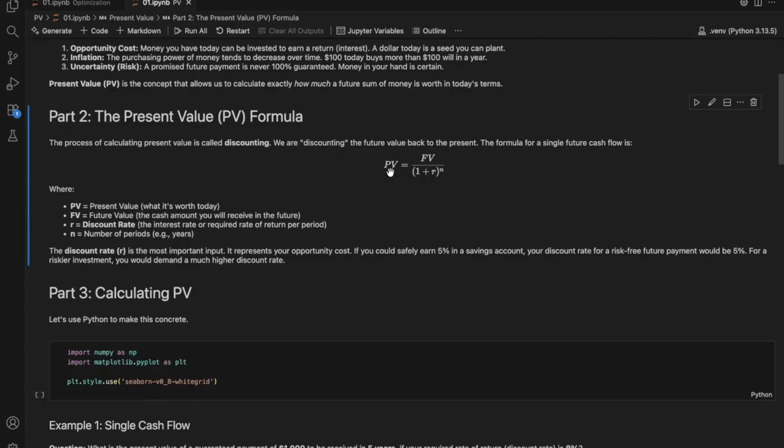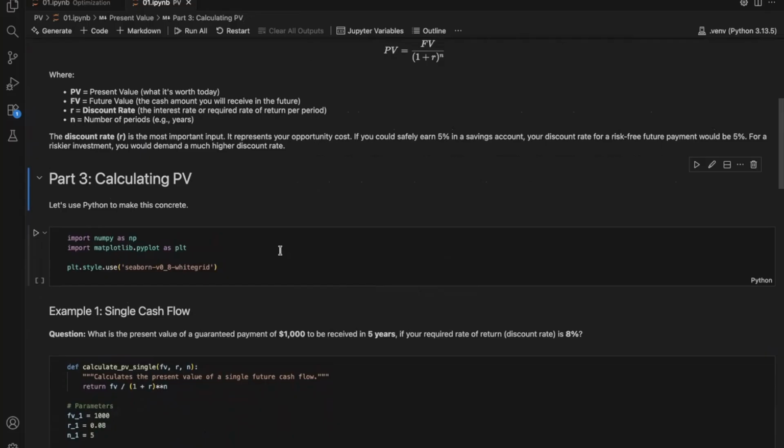So PV is the present value, or what the future value is worth today. FV is the future value, or the cash amount you will receive in the future. And r is the discount rate. This is the most important piece. It represents your required rate of return or opportunity cost. If you could earn 5% in a safe investment, your discount rate is 5%. For a riskier promise, you demand a higher r to compensate for that risk.